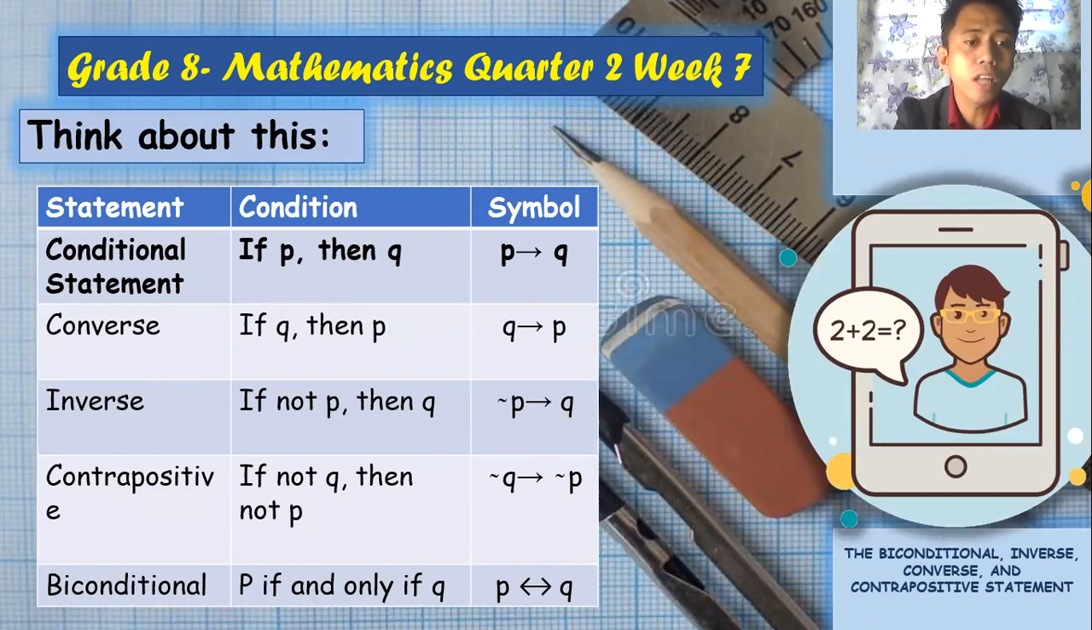In the conditional statement, we have the condition if P, then Q. And the symbol is P, then the arrow towards the right, then Q. This arrow towards the right, we read as implies, because this is an implication symbol. It implies something. So we read this as P implies Q. This conditional statement contains the condition if P then Q, and the symbol is P implies Q.